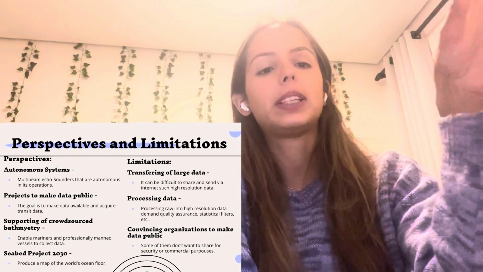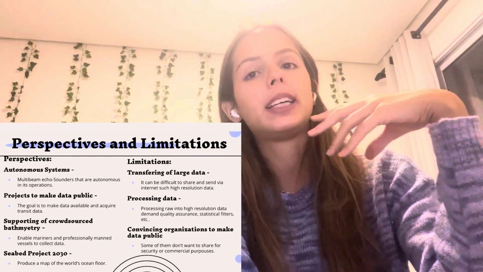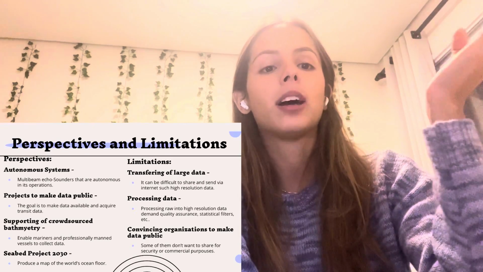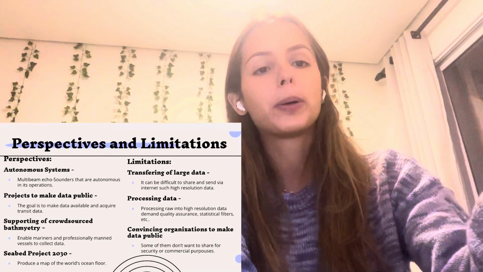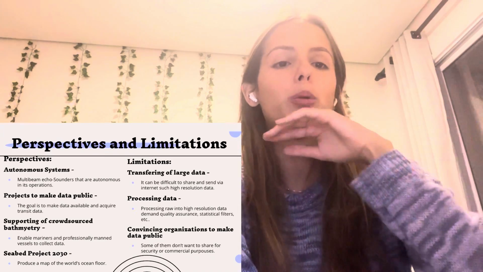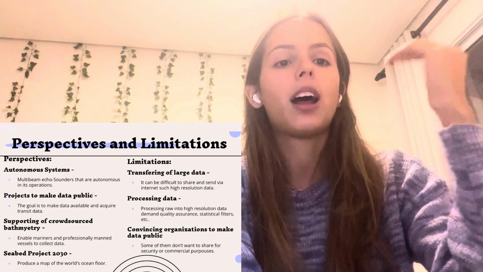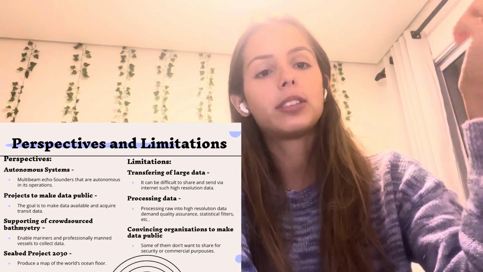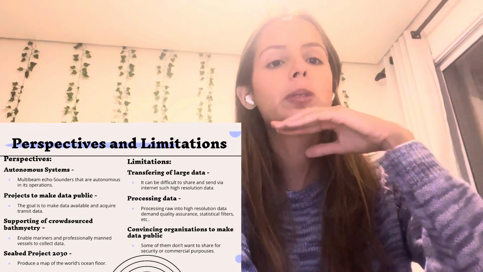So moving on, we can talk a little bit about the perspectives and limitations. A perspective for the future is implementing autonomous systems. They are multi-beam echo sounders that can be autonomous in their operations. That way you don't have to send crew members or some people inside the ships to manage the instruments. They can be remotely controlled or even autonomous. That can reduce costs and the risk of sending people to such a water depth that can cause various problems.